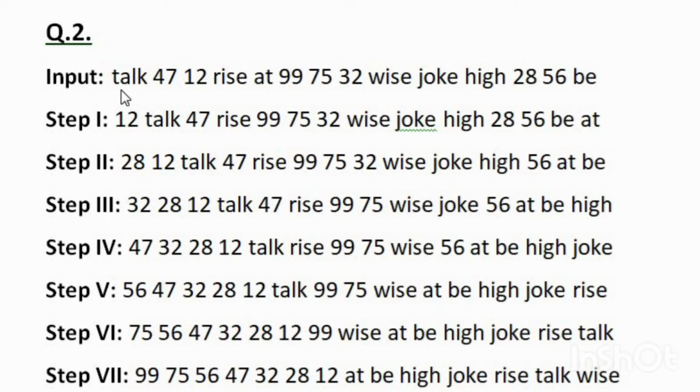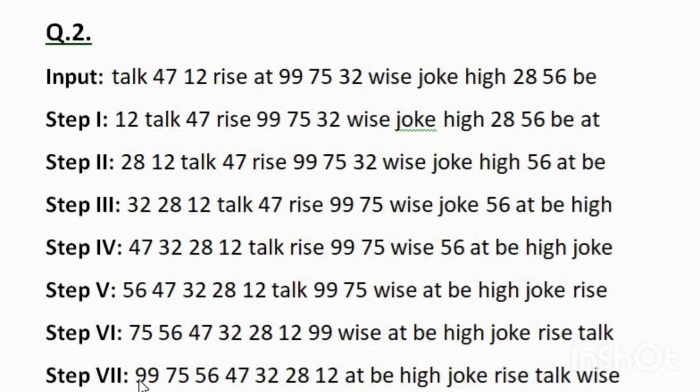So here the input is stock 47 12, rice 99 75 32, y jog high 28 56 b. This is the input. In step number 1, it consists of both words and numbers. Here in step number 1, they have written the least number, that is 12. In this question they have changed both RHS and LHS, and at the RHS they have written the first word among these words, that is at.